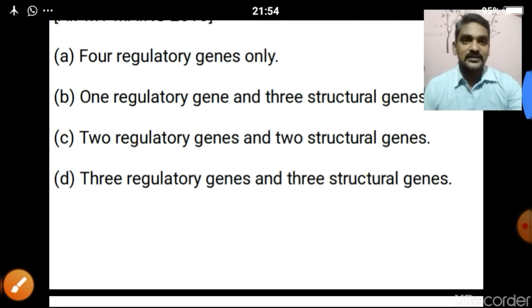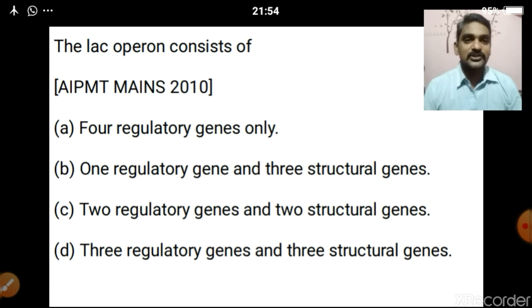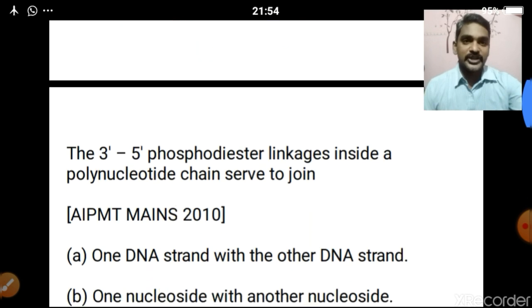So you can see here, 1 regulatory gene, 3 structural genes. Option B is the correct answer. Let's move into the next question.